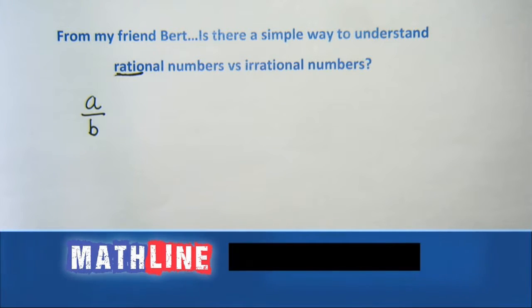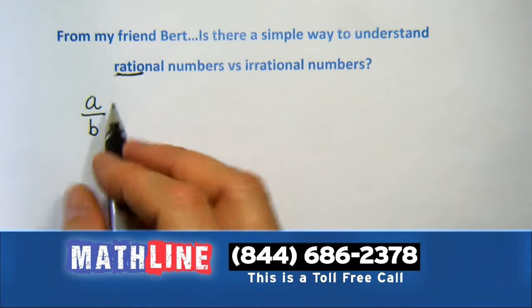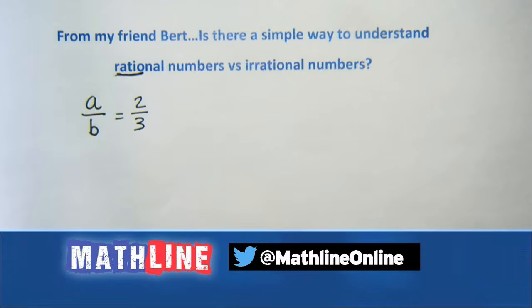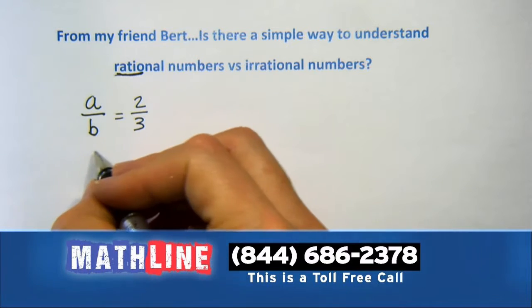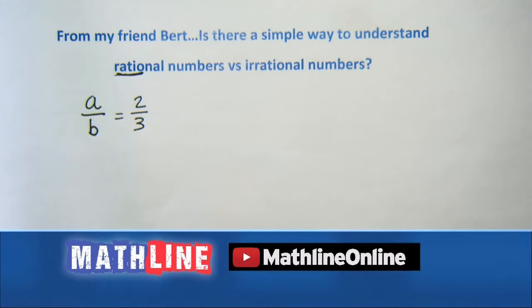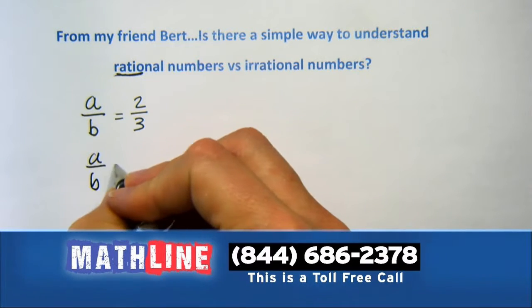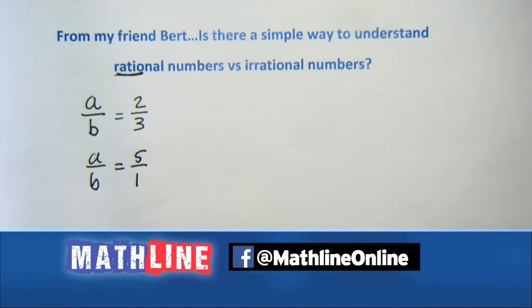So let me get this straight. If I look at a number like 2/3, absolutely rational. What about the number 5? Can I write that in the form of A over B and not change its value? I could write it as 5 over 1. So another rational expression would be 5 over 1.